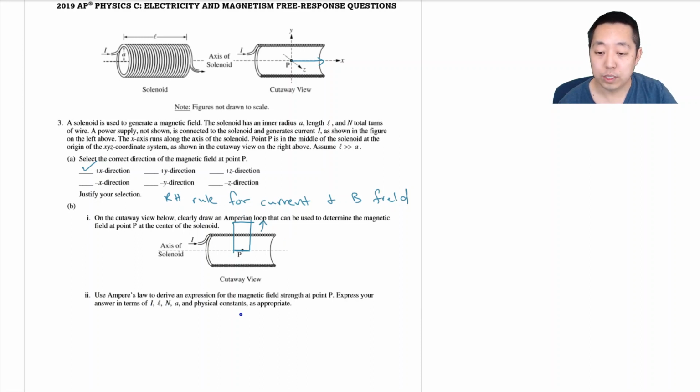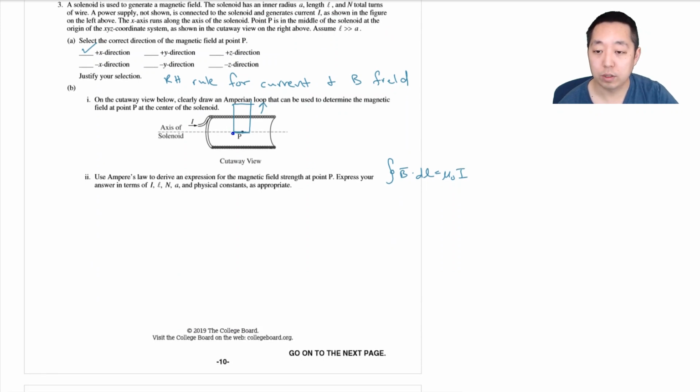Use Ampere's Law to derive an expression for the magnetic field at point P. Ampere's Law is the line integral of B dot dl equal to mu naught I. Fortunately, we can break this into 4 segments, so I'm going to label them 1, 2, 3, and 4. Segment 1 is where there's a magnetic field. If I make this thin enough, the width of the loop is really far from the ends, and we assume the field is constant over this length. The evaluation of B dot dl would just be B times the length.